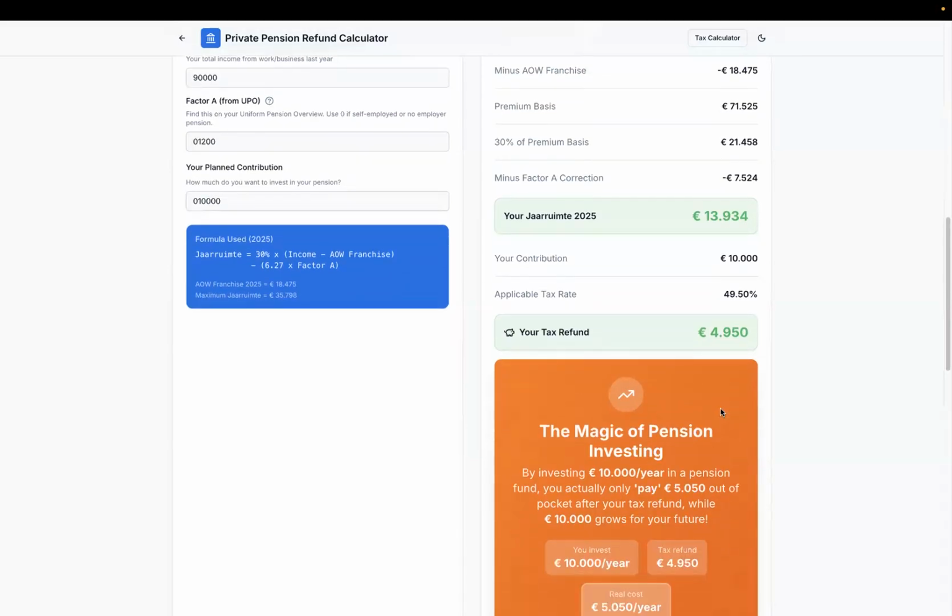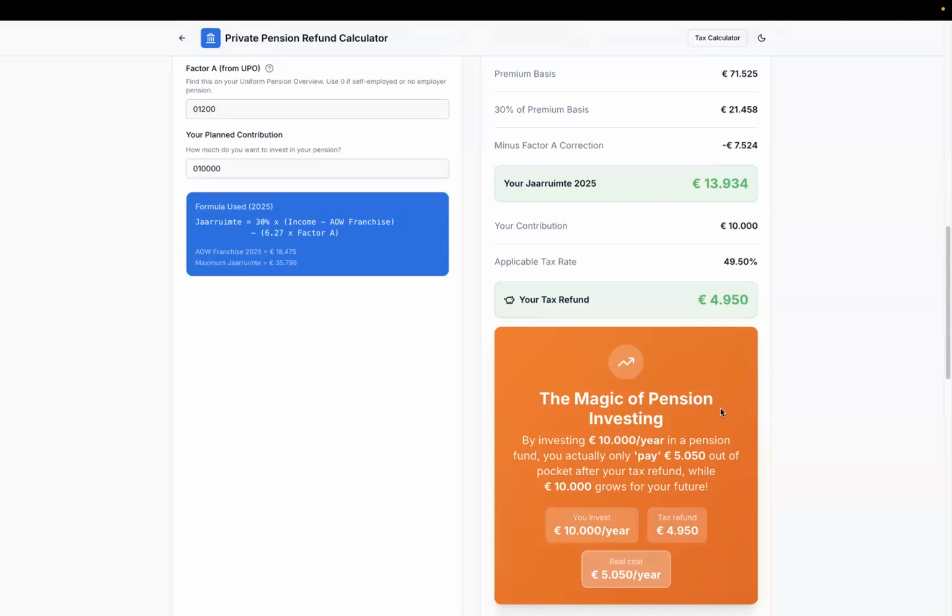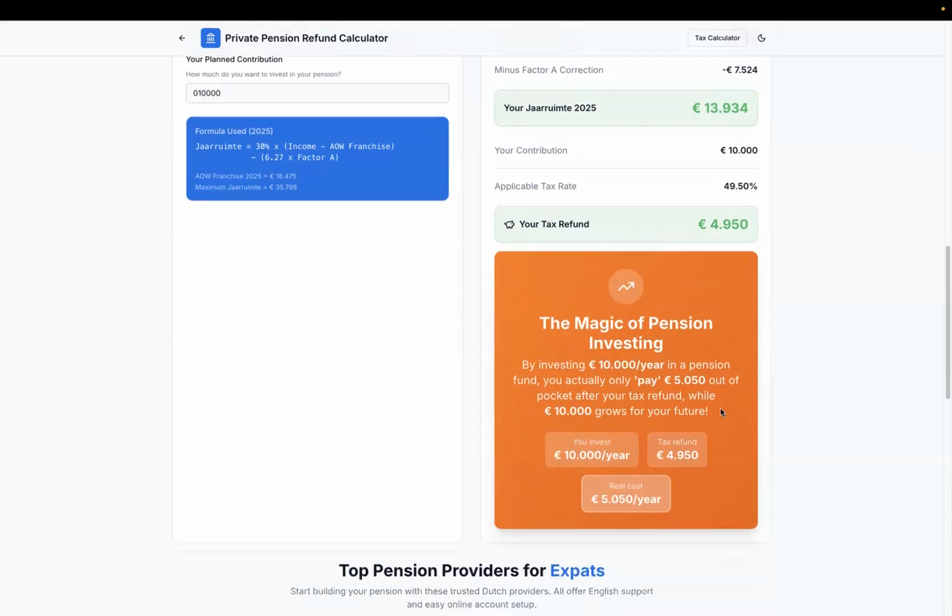So imagine this, that if you invest 10,000 euros per year in a pension fund, you actually only pay 5,050 euros out of the pocket, while your 10,000 that you have invested grows. So the real cost is only about 5,000 euros. So it's one of the magical instruments that we have at our disposal, and I would seriously encourage you to consider this. Obviously, this 10,000 euros that you have invested, you cannot take it back till you are about 68 years. That is when you get your pension.